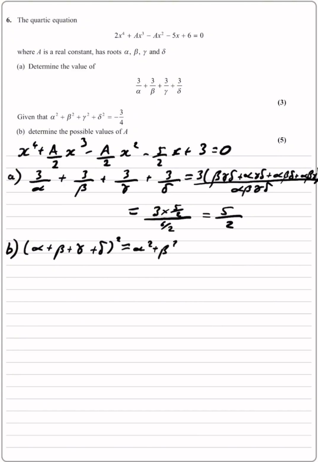Anyway, for part B, if I consider squaring alpha plus beta plus gamma plus delta, we'd get alpha squared plus beta squared plus gamma squared plus delta squared, plus 2 lots of all of the other pairs of combinations of numbers from those, so six of those pairs: alpha beta plus alpha gamma plus alpha delta plus beta gamma plus beta delta plus gamma delta.